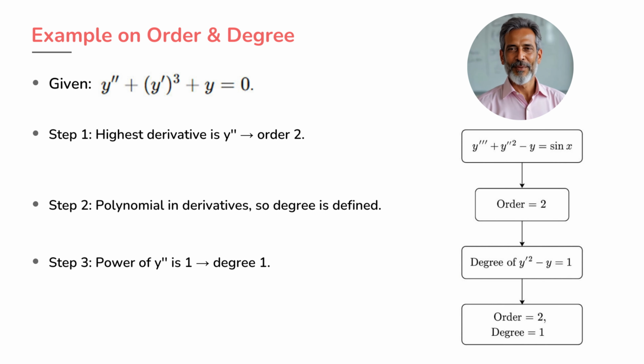Let's solve one step by step. Take y double dash plus y dash raised to power 3 plus y equals 0. Step 1. The highest derivative is y double dash, which is d squared y by dx squared. That makes the order equal to 2. Step 2. Check if it is polynomial in derivatives. Yes, y dash cubed is polynomial, and y double dash has power 1. Step 3. So degree equals 1. Final answer. Order equals 2, degree equals 1. And that's how you carefully analyze order and degree.